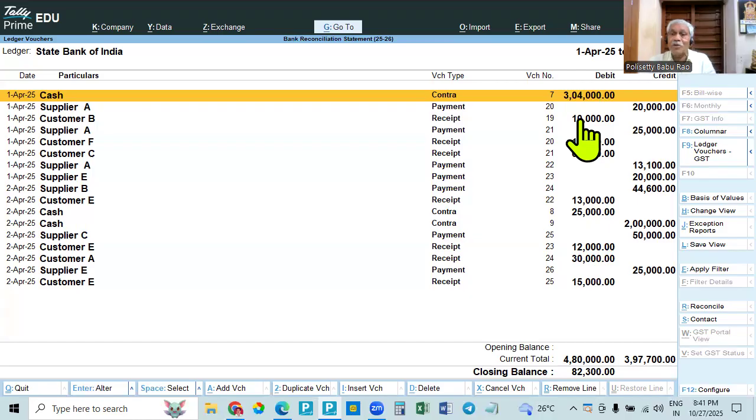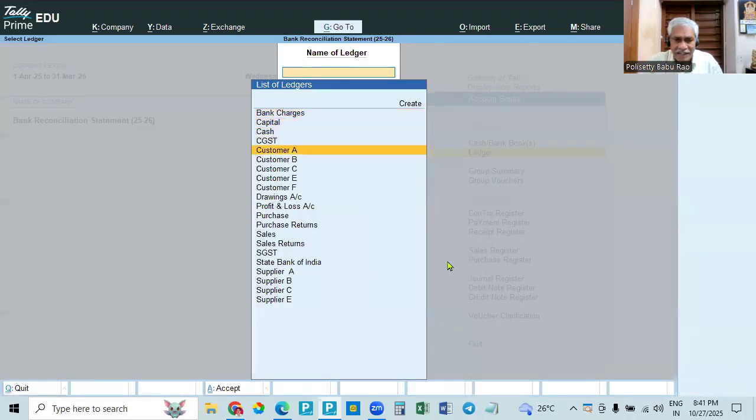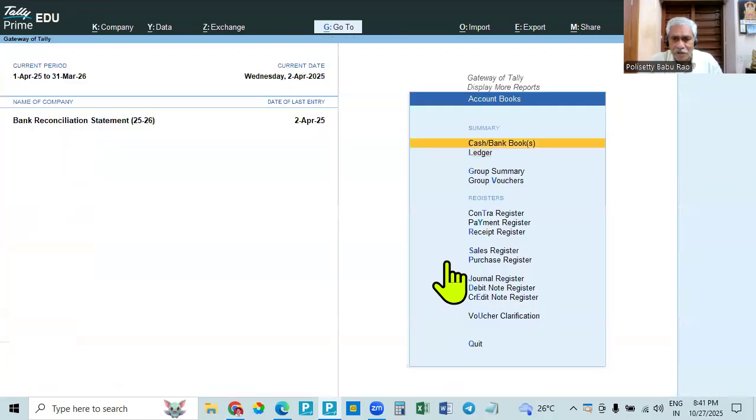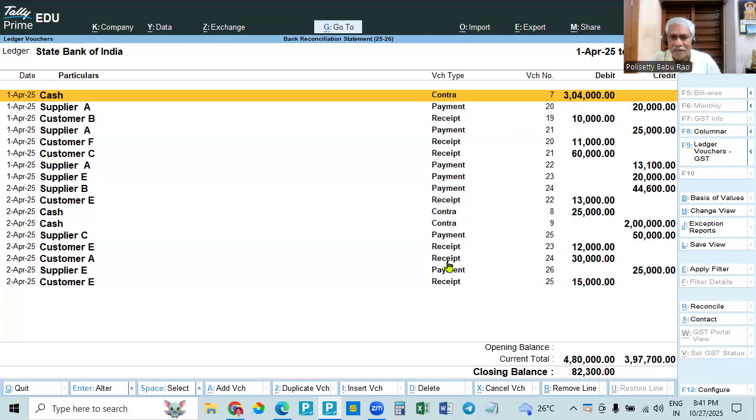Okay, like this, how to make the reconciliation statement. We can take it in two ways. Go to the ledger and take the bank account, or instead of the ledger, go to cash or bank books. Take this one, enter the month. And now we have to make a reconciliation. That is called the reconciliation statement.